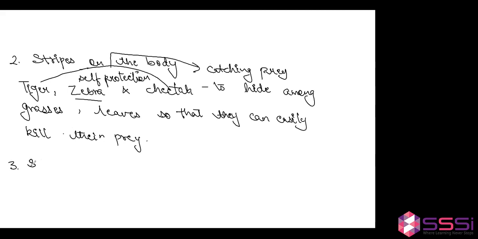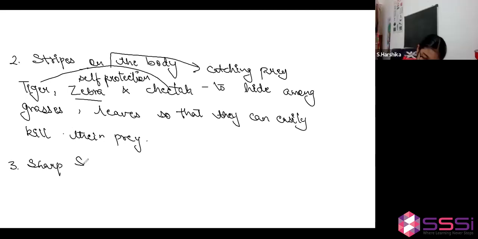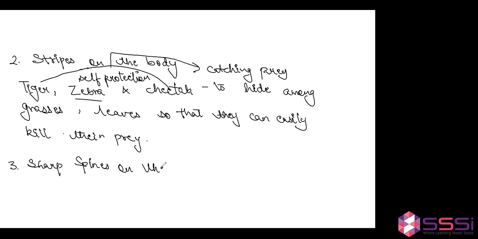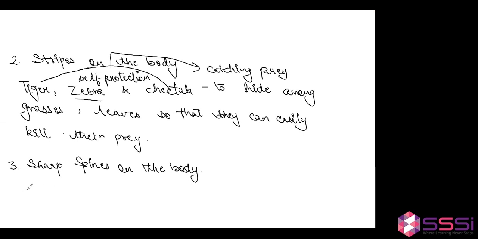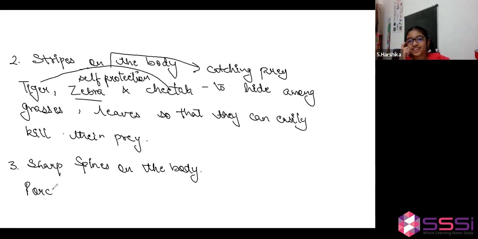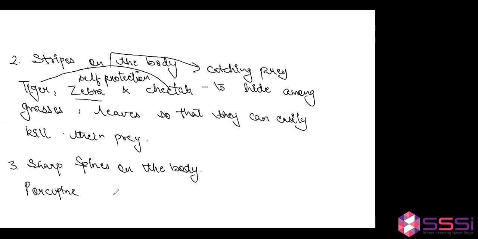Next is sharp spines on the body. So who has sharp spines? Yes, correct, we discussed before also. So porcupine, and some other animals also, I think. I was about to tell you about porcupine only.